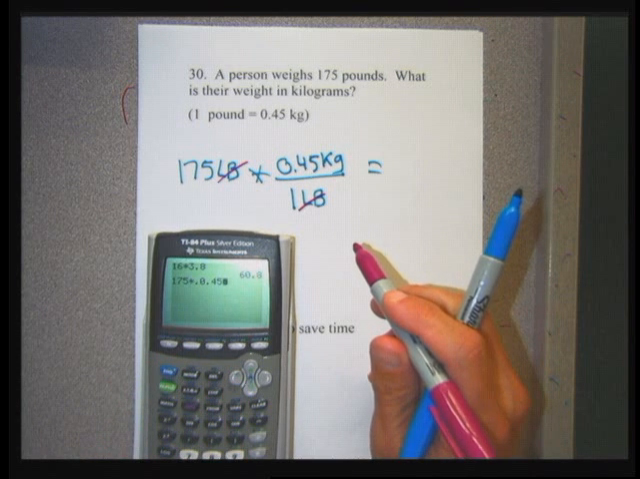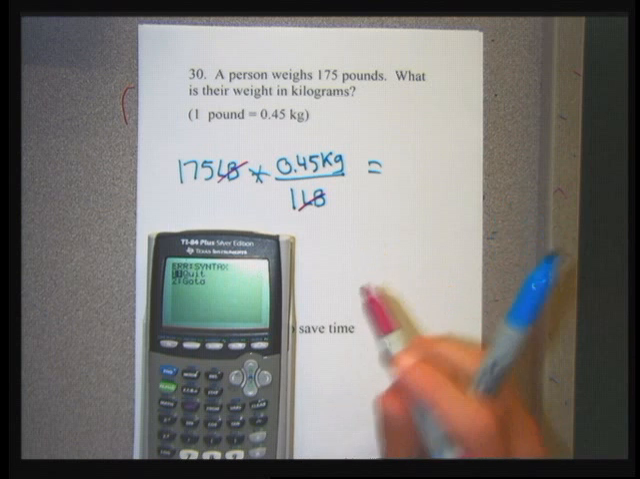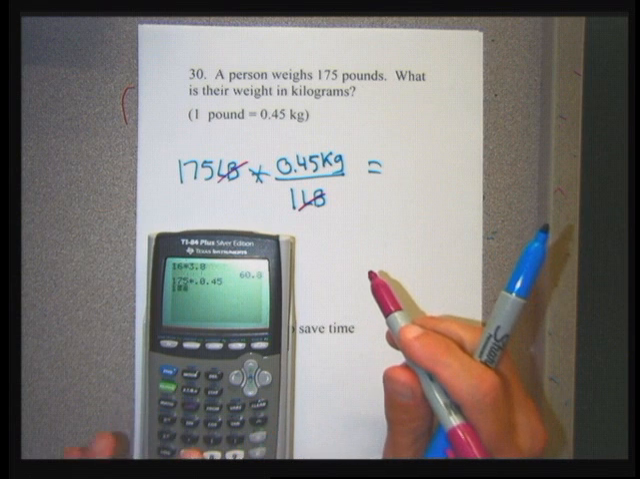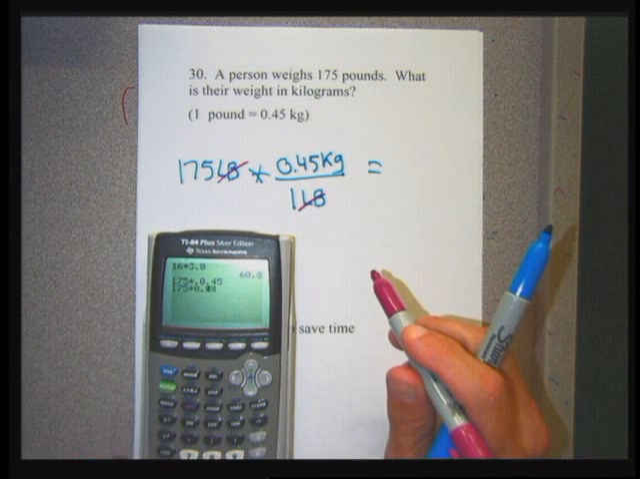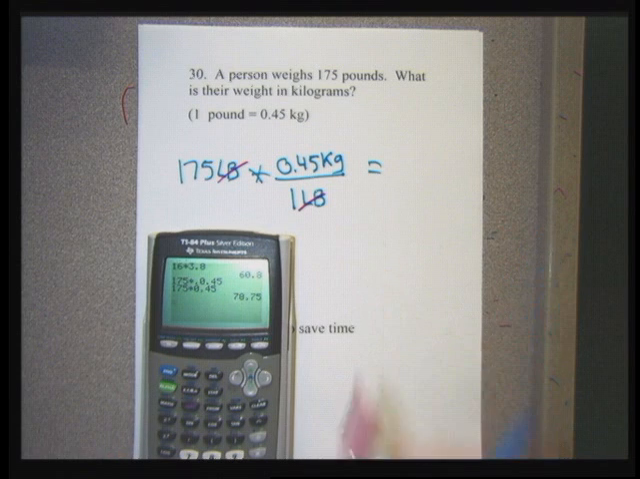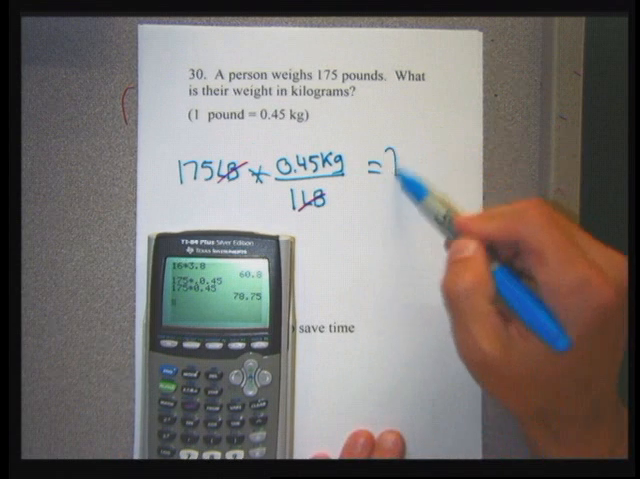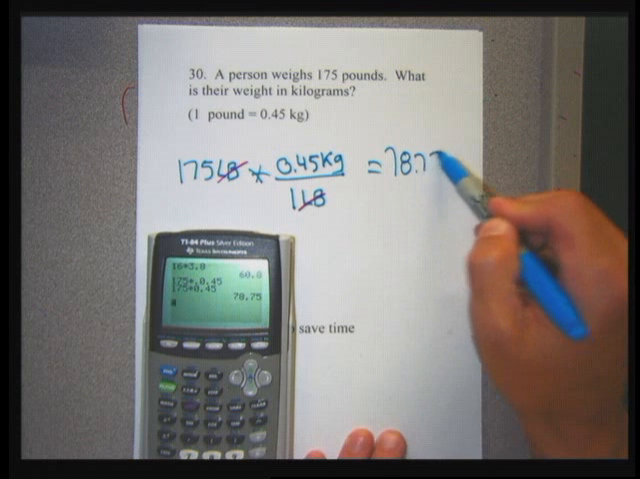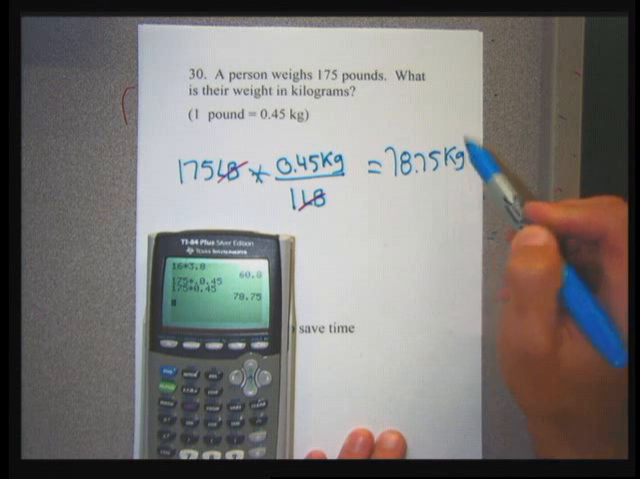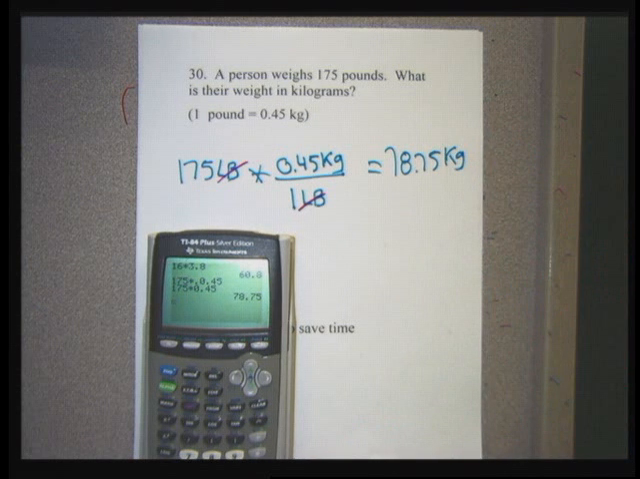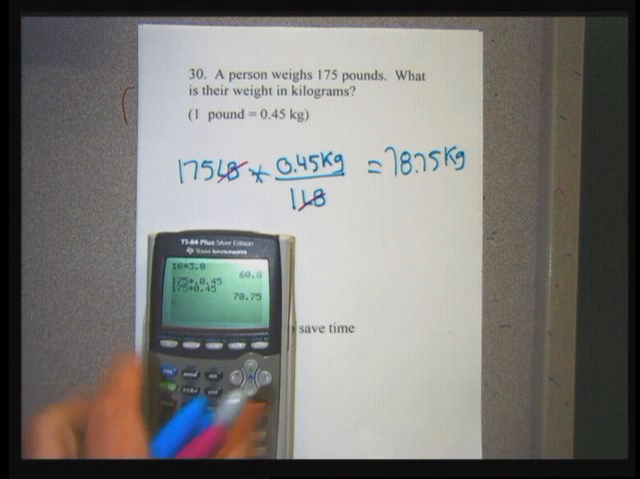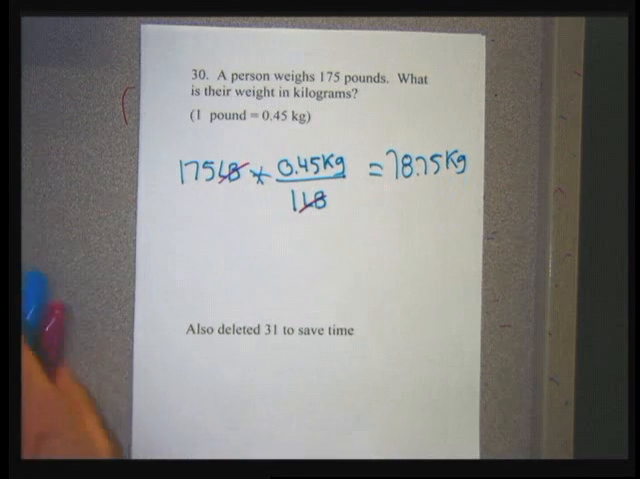And I get, 175 times 0.45 is supposed to be 78.75. It's my nice 2 decimals, and the units are kilograms. I could write the word kilograms if I'm not comfortable abbreviating. On the test, you don't need to abbreviate the units if you don't know the abbreviations, but you can abbreviate the units. It doesn't make a big difference to me.